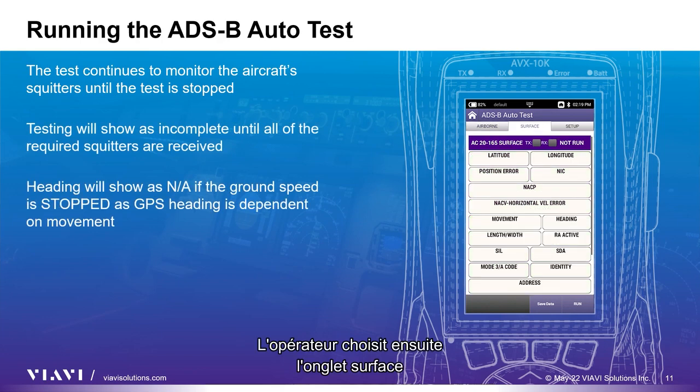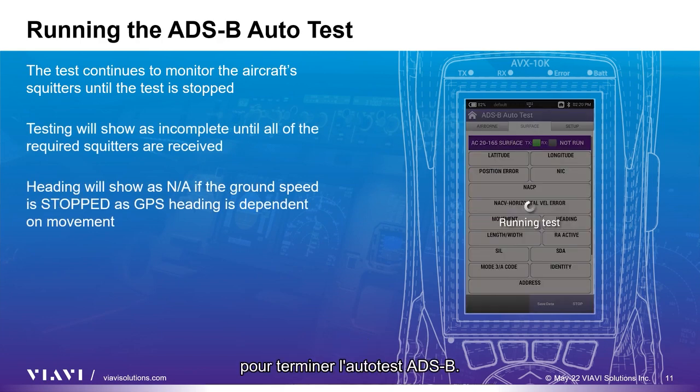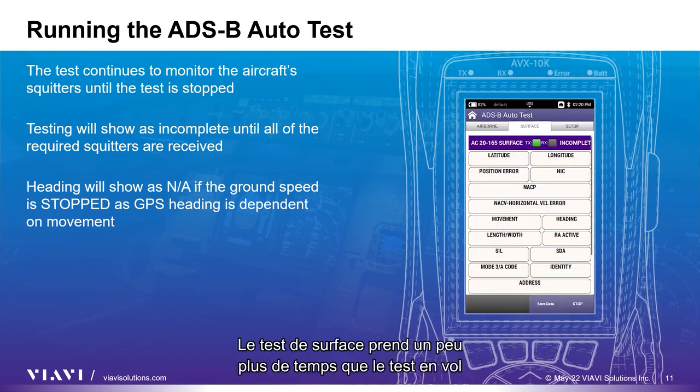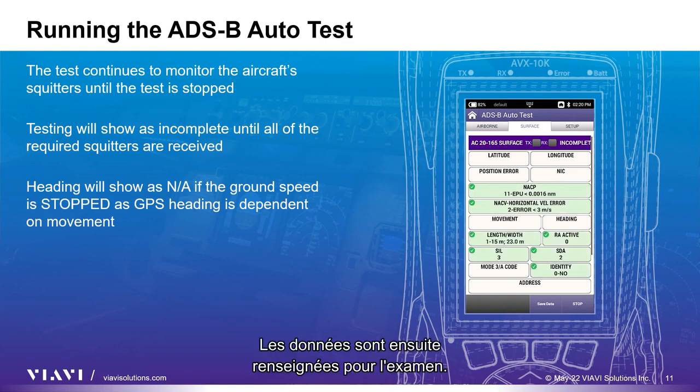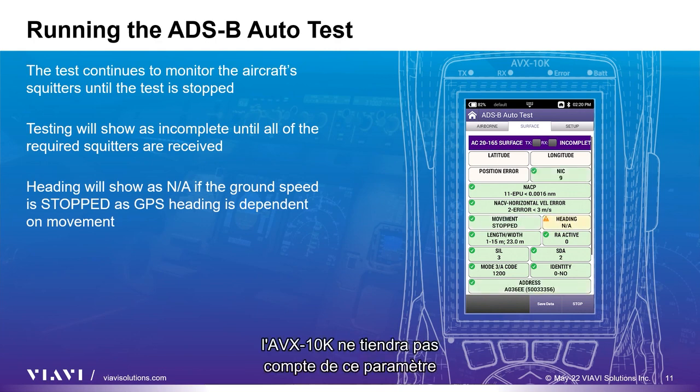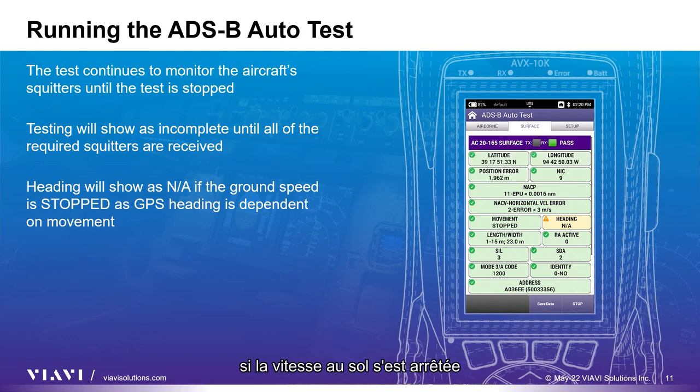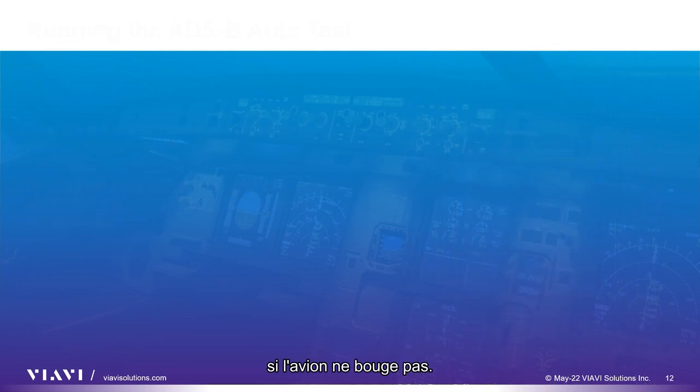The operator then chooses the Surface tab to complete the ADSB Auto test. The aircraft must be configured in the ground condition before the operator presses the Run key to start the data collection. The surface test takes slightly longer than the airborne test because the squitter interval is considerably longer. The testing result will show as incomplete until all of the required squitters are received. The data is then populated for review. Although heading shows as NA, the AVX-10K will disregard this parameter if the ground speed is stopped, because many GPS receivers will not provide a heading if the aircraft is not moving.